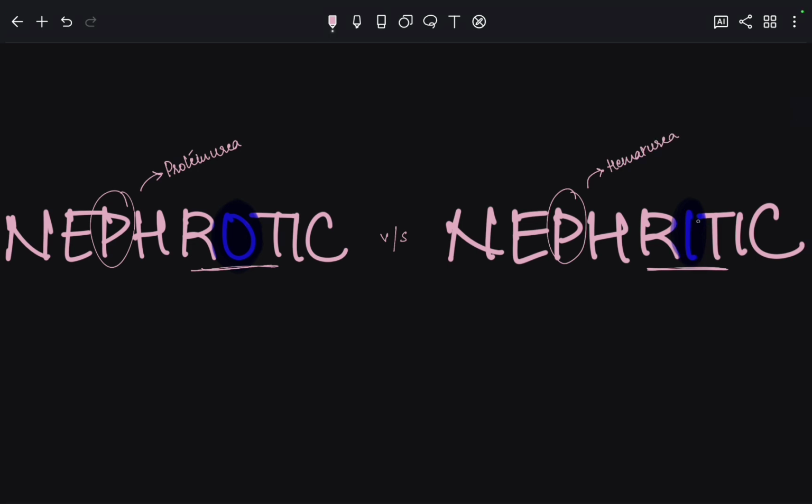Next, in nephritic syndrome, the differentiating letter I helps us identify that here there is inflammation of the glomerular basement membrane. Whereas in nephrotic syndrome, rot helps us identify that the glomerulus here is rotten or damaged.